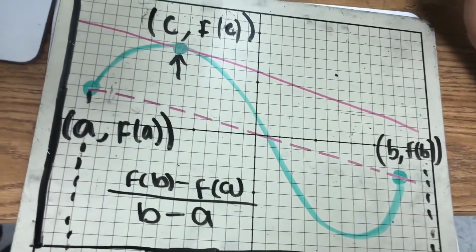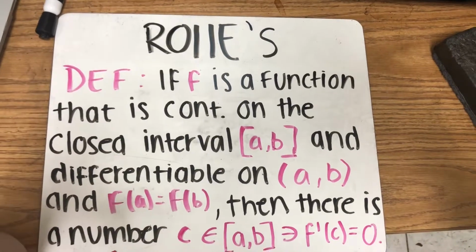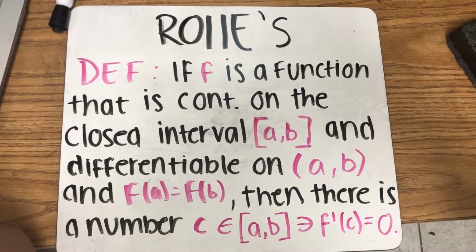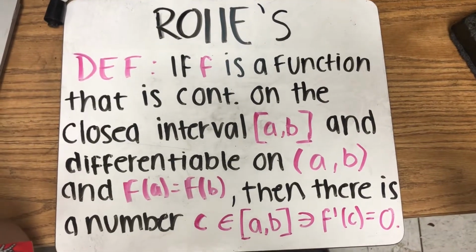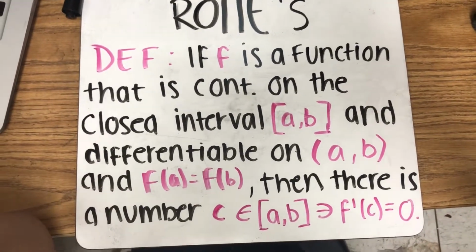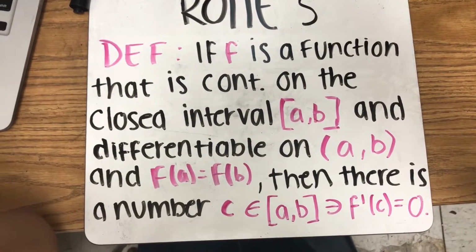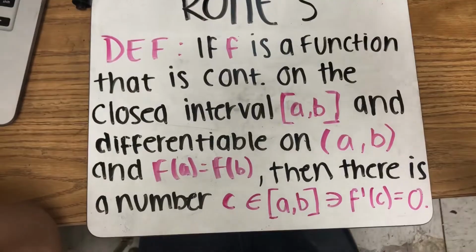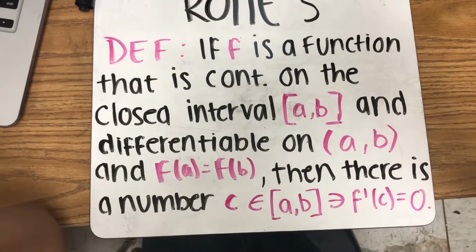Last but not least, we have Rolle's theorem. The technical definition for Rolle's theorem is if f is a function that is continuous on the closed interval ab and differentiable on ab, and f of a equals f of b, then there is a number c in ab such that f prime of c equals 0.